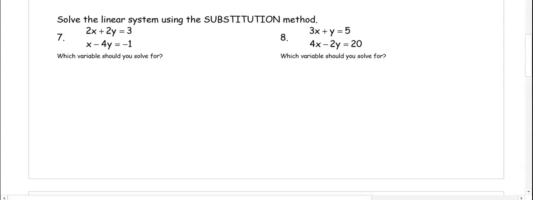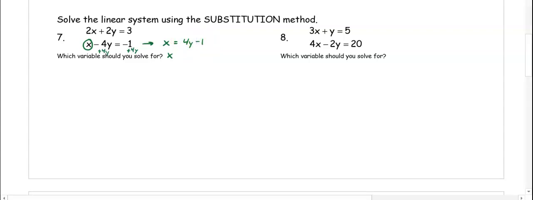So number 7, we have 2x plus 2y equals 3. And x minus 4y equals negative 1. So the variable that we want to solve for here is the x because it has a coefficient of 1. So in order to solve for x, we need to move the 4y away. So we're going to add 4y to both sides. So we get x equals 4y minus 1.